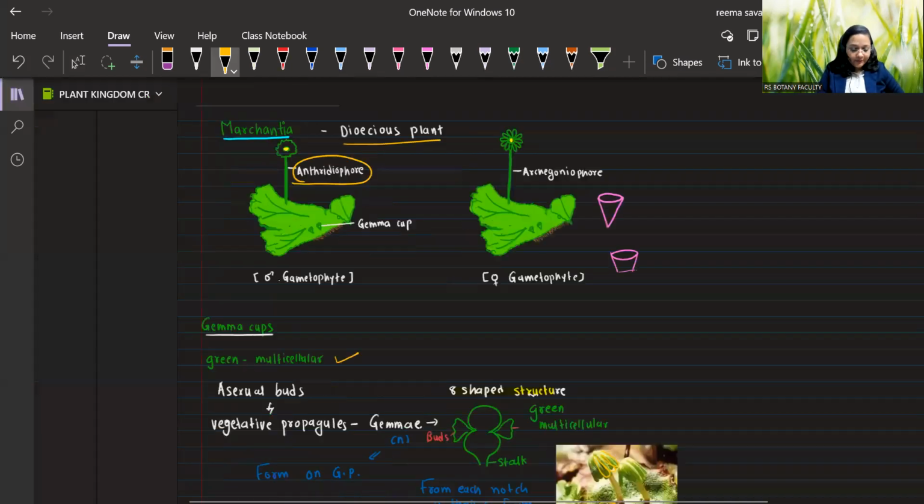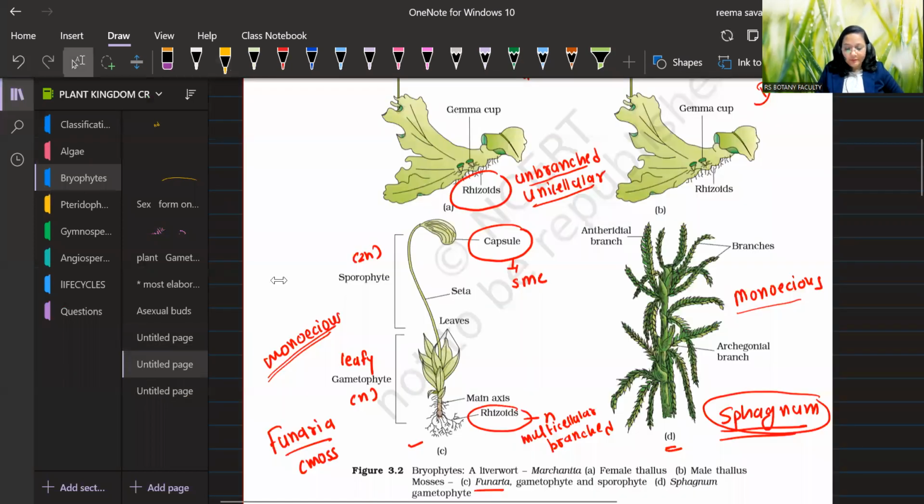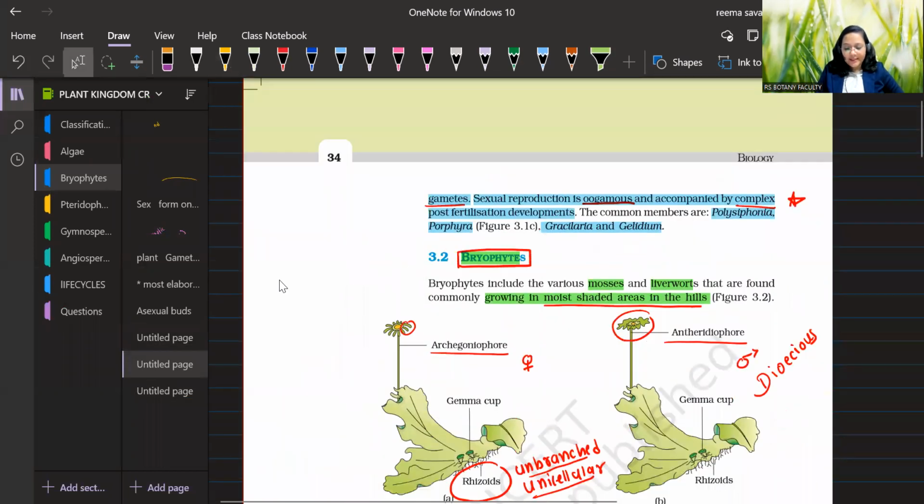Next one. So now you can answer this true or false. Protonema is the juvenile stage of Riccia. Protonema is the juvenile stage of what? Funaria. Mosses have an elaborate mechanism of spore dispersal. So it was in mosses or liverworts, obviously via peristome teeth in mosses. And bryophytes can serve as a food source for birds. Definitely yes.